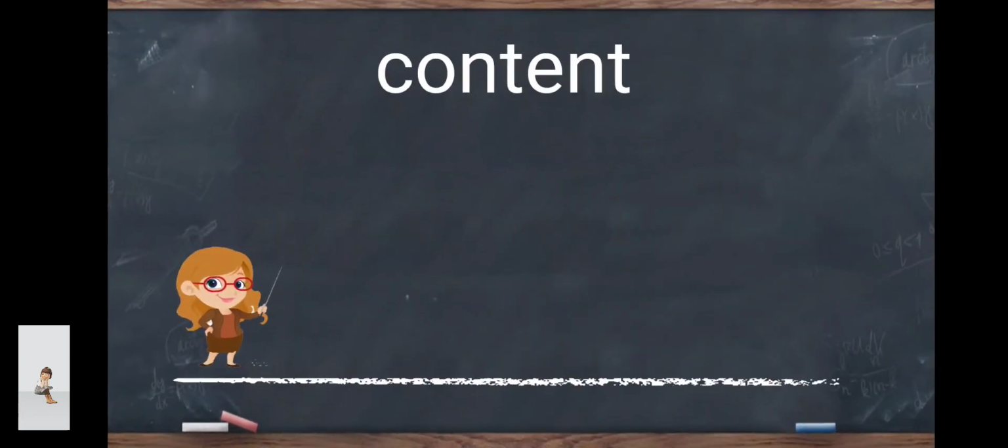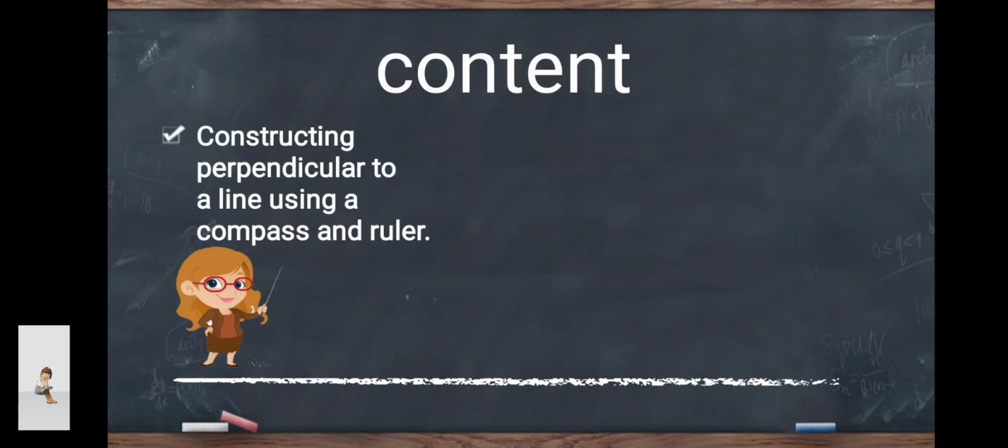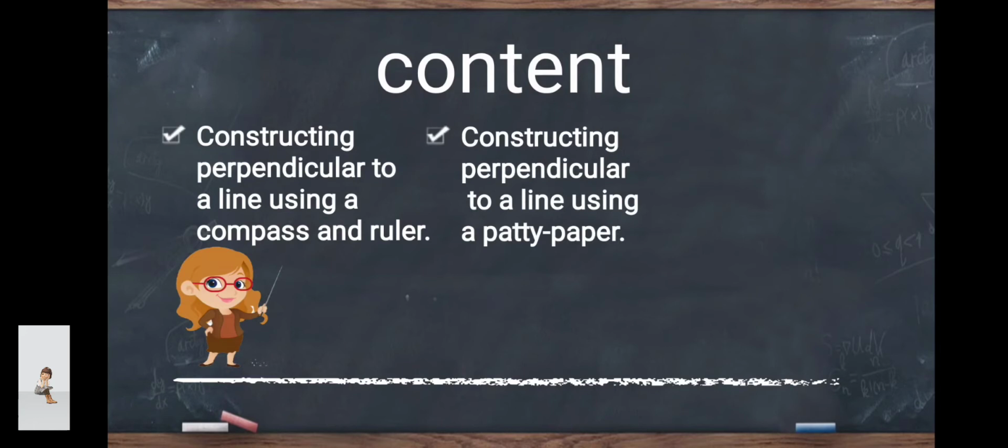In this lesson, we are going to discuss constructing perpendicular to a line using a compass and ruler. Next, constructing perpendicular to a line using a putty paper. And last but not the least, the altitudes of a triangle.